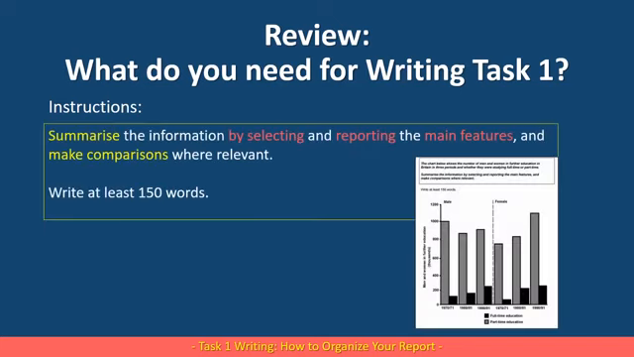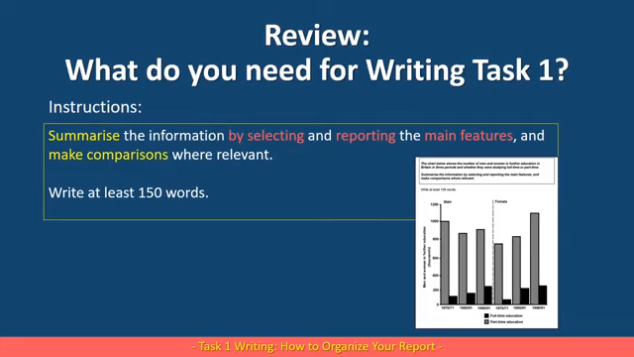Well, we have some kind of data, some kind of information graphic that we're shown. Sometimes it's a graph, like a line graph, sometimes a pie chart, a table, a map, a process diagram, or sometimes a mix of several of these things. But the instructions are usually the same. Summarize the information by selecting and reporting the main features and make comparisons where relevant. Write at least 150 words.